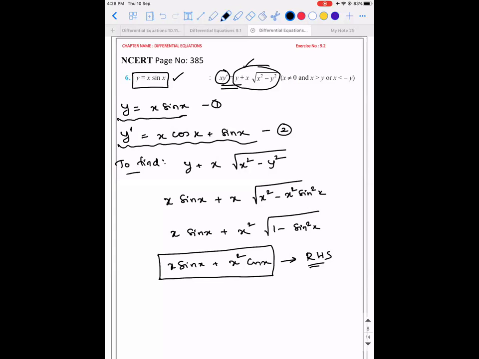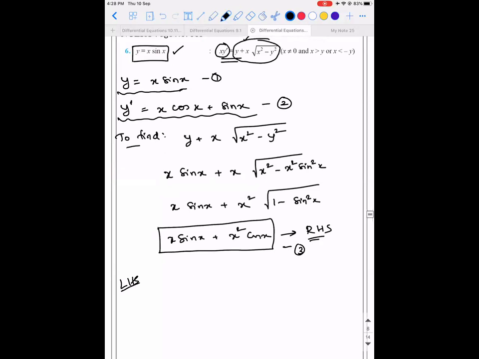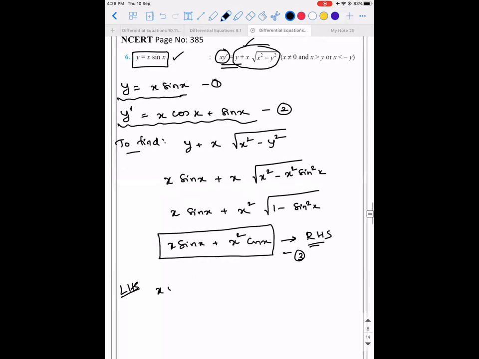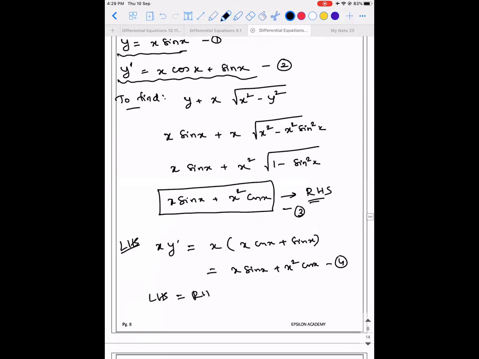Let this be equation number 3. That is RHS. Now taking the LHS, what do you get? x into y dash, that is x into x cos x plus sin x. What will you get? That will be x sin x plus x square cos x. That will be 4. So LHS will be equal to RHS.